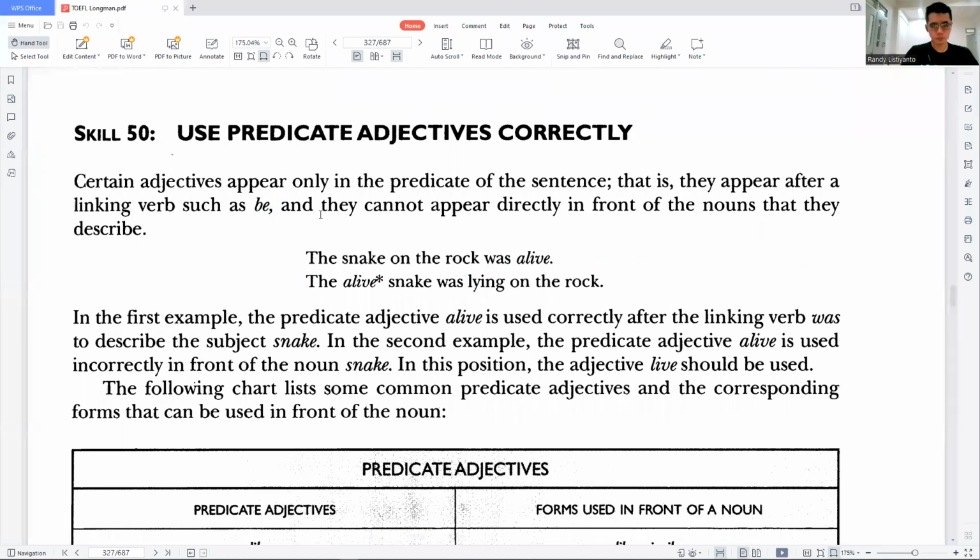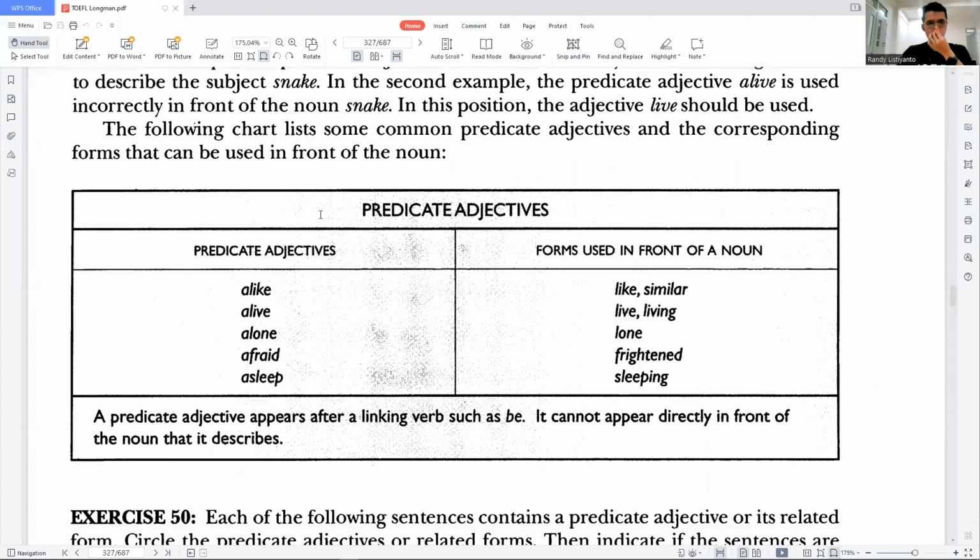See the following table. We have predicate adjectives and also forms used in front of a noun. See this: alike, alive, alone, afraid. These should be written after be. And this other column should be written before a noun.